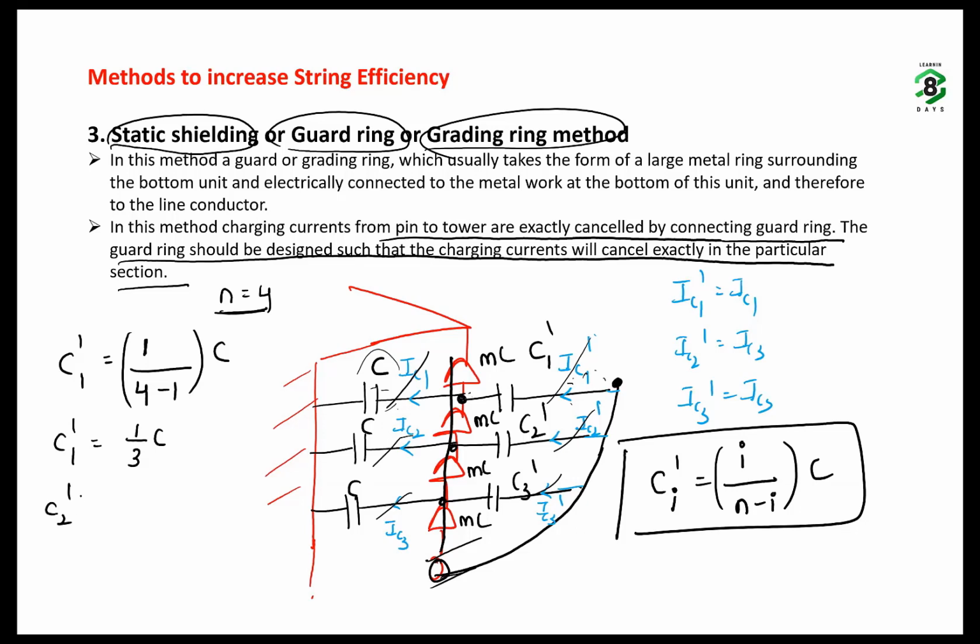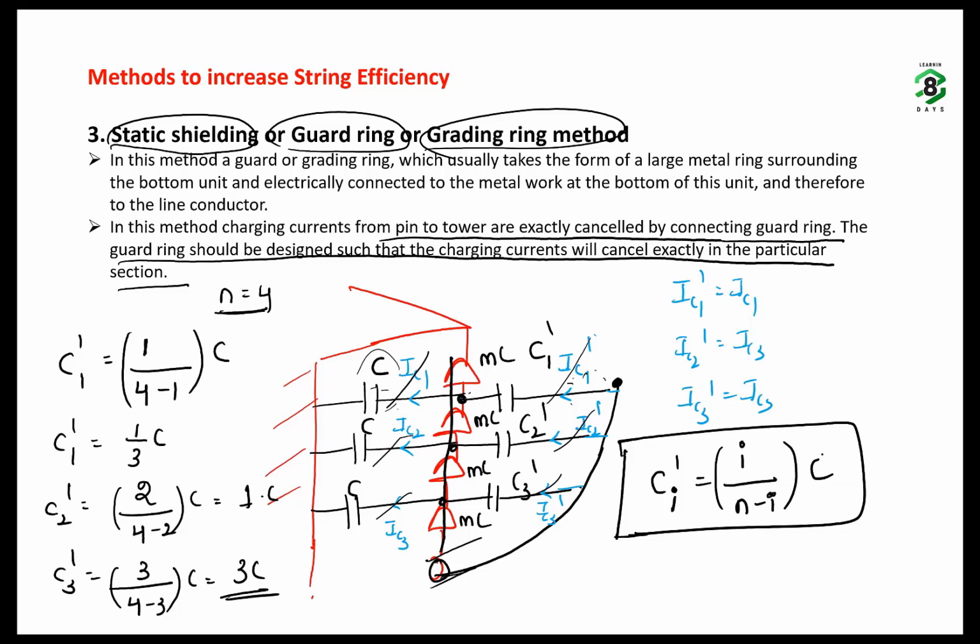Similarly, C2 dash will become how much? If I substitute the formula, 2 divided by 4 minus 2 into C. So this will become 1C. Similarly, C3 dash will become 3 divided by 4 minus 3 into C, that is 3C. So if you use this generalized formula, Ci dash is given by i divided by n minus i into C.